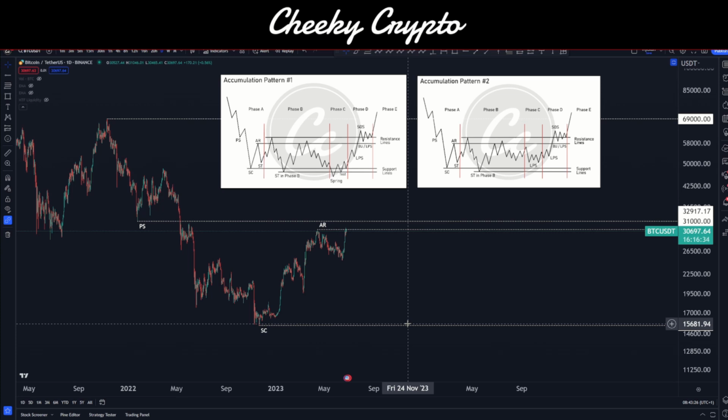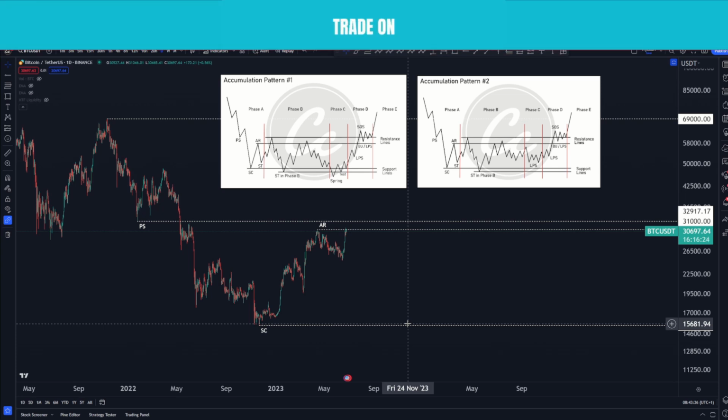But let me know what your thoughts are on the Wyckoff accumulation pattern down in the comments below. Interested to get your thoughts and opinions. Obviously, lots of people have drawn it up lots of different ways, but ultimately I just try to be true to what the pattern should look like, and as you can see in this video, it's a struggle to make it fit. So let me know what your thoughts are.